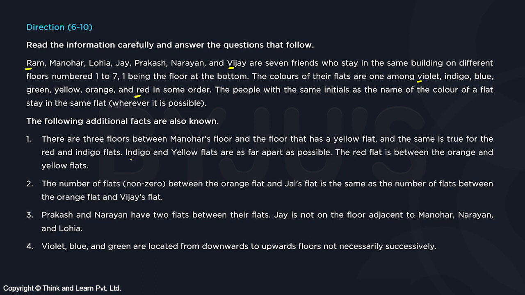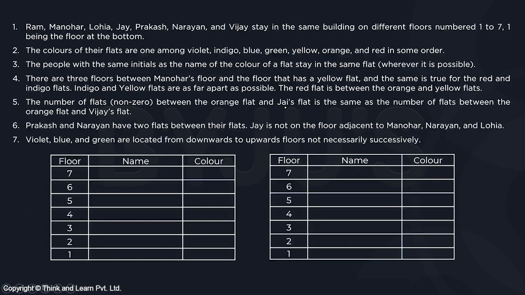Okay, so the important part here being indigo and yellow flats are as far apart as possible. So either the indigo is at the topmost floor and yellow is at the bottom, or vice versa. So there are going to be 2 cases, 2 possibilities, with yellow being at the top, indigo being at the bottom, or indigo being at the top and yellow being at the bottom. So we will consider these 2 cases and let's proceed accordingly. So if we talk about the color, we will have let's say yellow at the top and we will have indigo at the bottom, so that they are as far apart as possible. Or we can have indigo at the top and we can have yellow at the bottom.